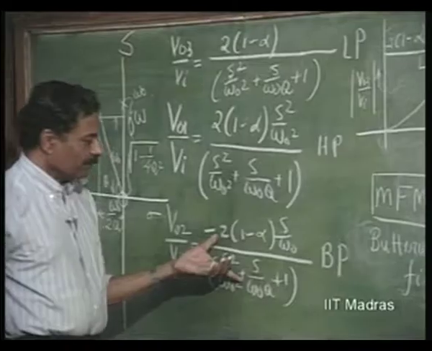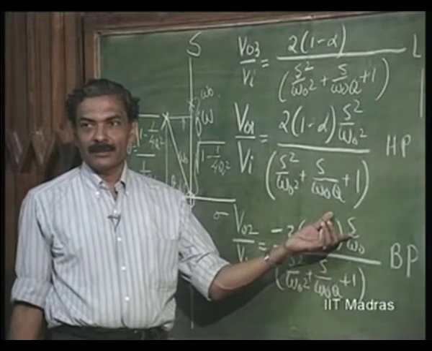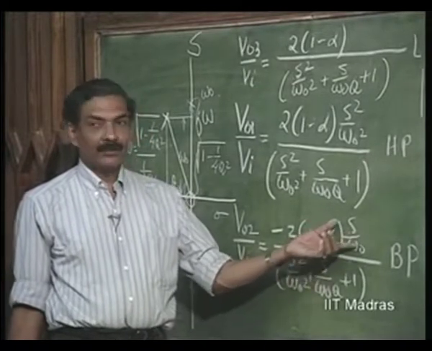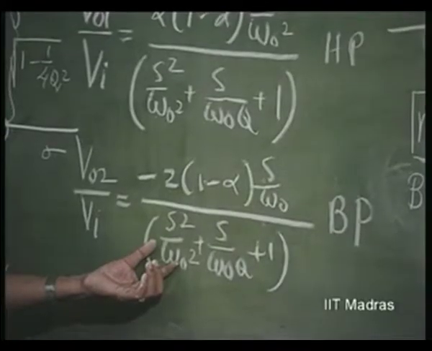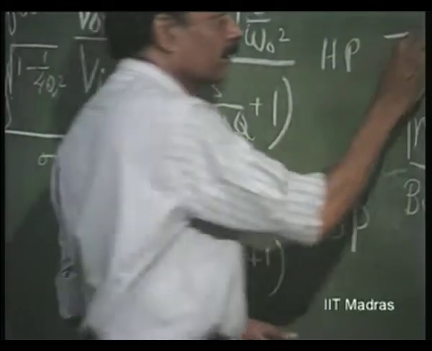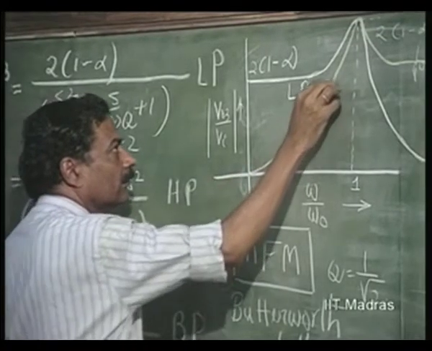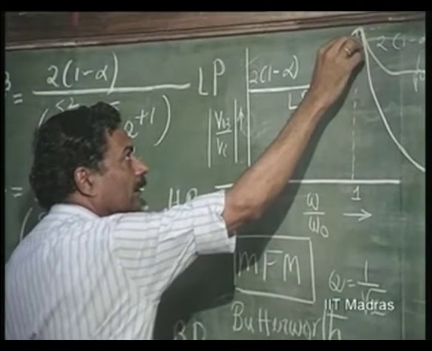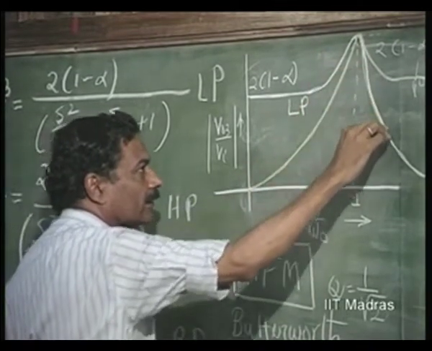And as far as band pass is concerned, at s is equal to j omega, omega equal to 0, it is 0. At s is equal to infinity, because of this s squared, it becomes 0. So, we get 0 at this point, okay, 0 at this point, and it is going to follow something.